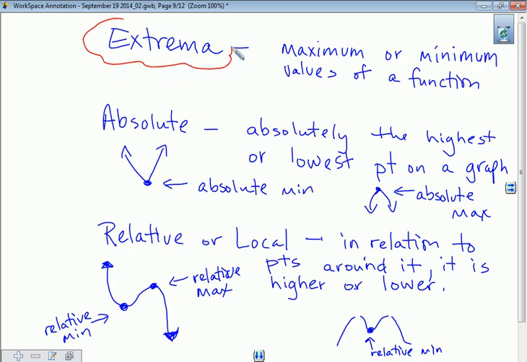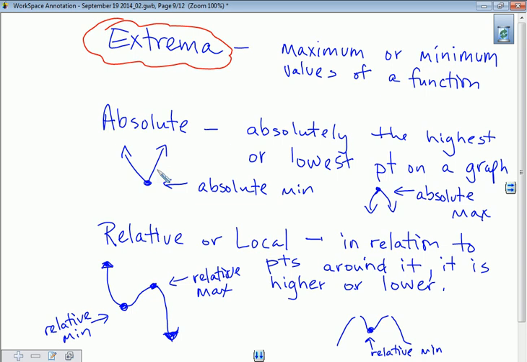Alright, so the new word for the day is extrema. And extrema basically represents the extreme values of a function, our maximum and minimum values. So that's what extrema means. It's the maximum or minimum values of a function. And we have two different types of extrema. We can label them as absolute or relative.